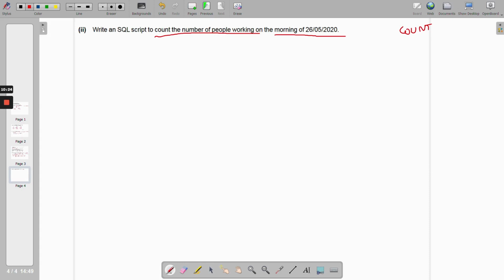So how do we write the query? So we start with select count of staff ID, because that's the number of people we count for. Count of staff ID from, we have the data coming only from one table, which is schedule. The condition here, there are two conditions. One condition relates to the working date and the second one relates to the time of working.